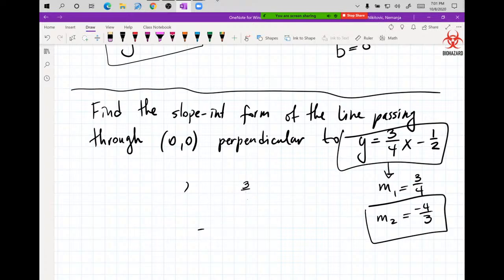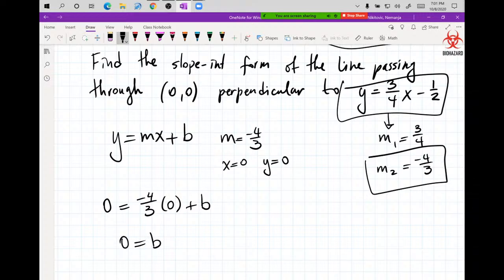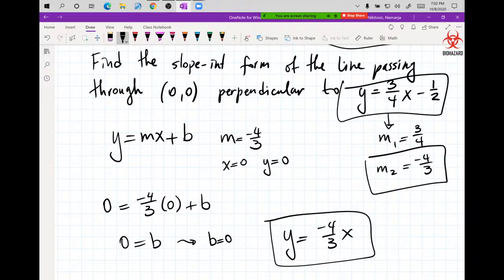So now we have the slope and we have the point. Y equals mx plus b with a slope of -4/3 and x equals 0, y equals 0. We got to plug all of those in. So y is 0, m is -4/3, x is 0, and then plus b. When you multiply by 0, it's 0. So it's just 0 equals b. Again, we got b equals 0. So our equation is y equals negative 4/3 x plus 0. So it's just this. And that solves the problem.